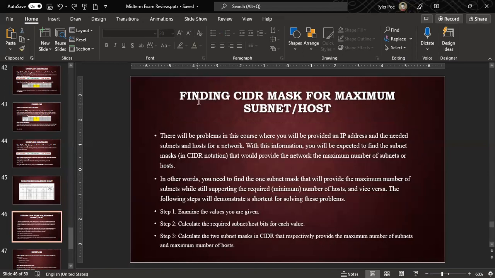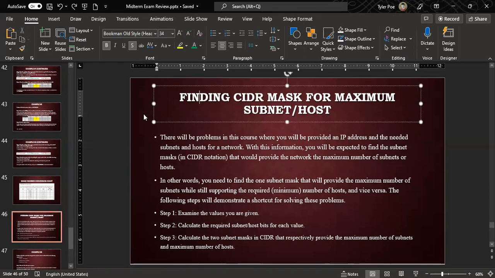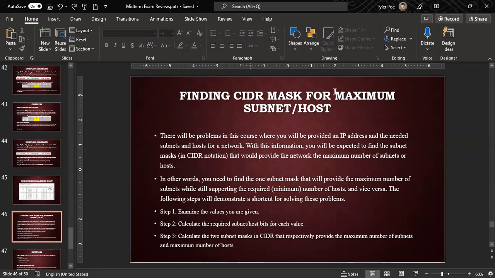Now, I know I've been given a lot of questions about finding CIDR masks for maximum subnet host questions. I don't know if this will appear in the exam. I kind of doubt it. But again, Rana didn't tell me what's going to be on the exam, except it's going to be comprehensive. So just in case, we're going to be going over this because out of anything in subnetting, I've received more questions about this than anything else.